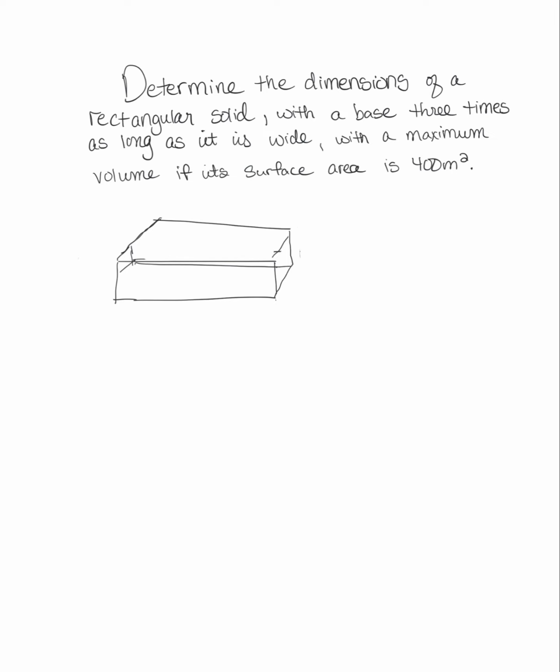Now it says that this rectangular solid has a base that is 3 times as long as it is wide. So that means that this is 3x, and we'll call this x. We call this x because this is the width. We could have called it anything, could have called it s, but then this part right here would need to be 3s because it's 3 times as long as it is wide.